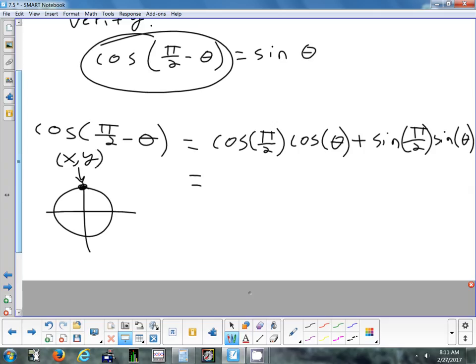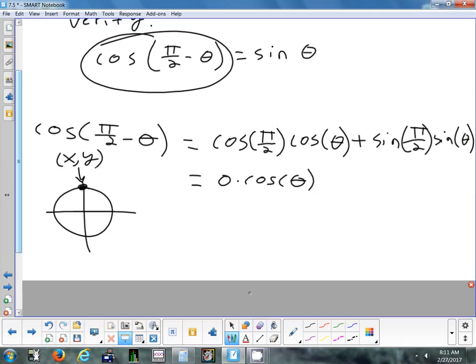So what would be the x value of that coordinate? 0. We don't know the y value. If it's a unit circle, it's 0, 1. But in general, the x would be 0. So the cosine of 90 is 0. Okay, so we have 0 times cosine theta. Now we can use the same diagram to figure out the sine of 90.